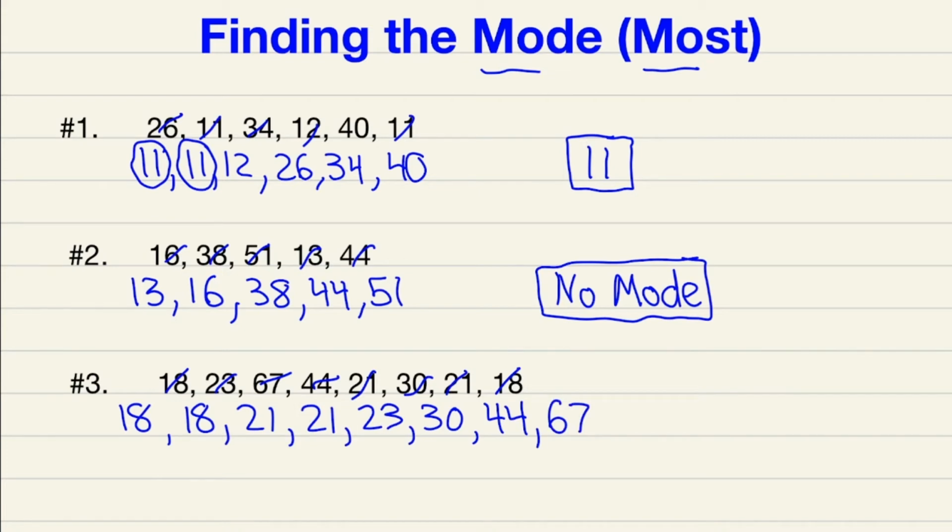Now, taking a look at this list of numbers, I see that 18 shows up twice, and 21 also shows up twice. These numbers appear more than once, and they actually show up the same amount of times as one another. 18 appears twice, and 21 appears twice. So in this particular scenario, you're going to have two modes. So for number three, our two modes are 18 and 21.